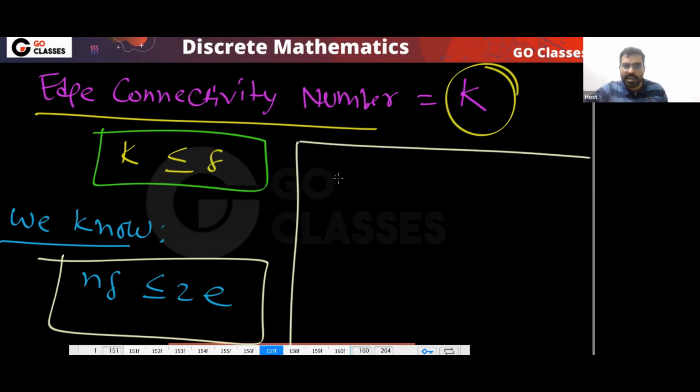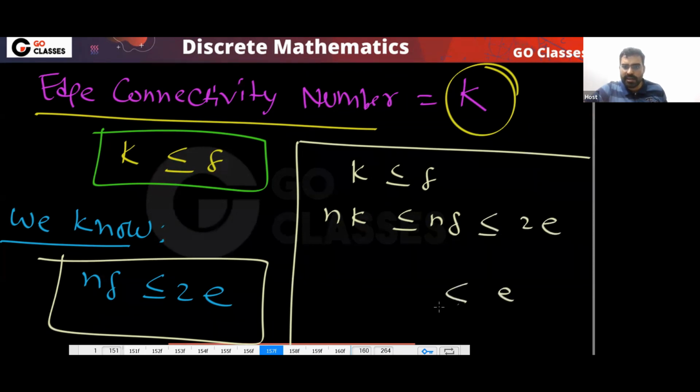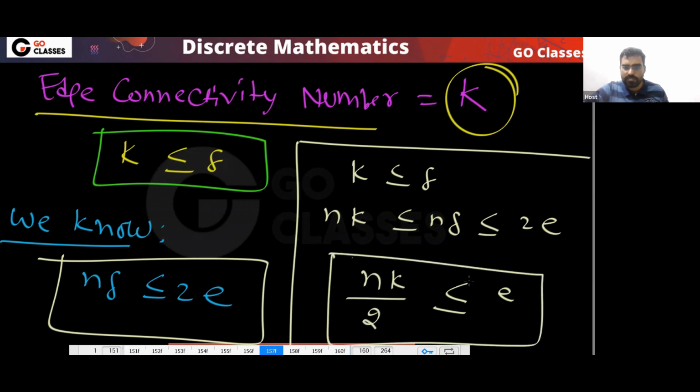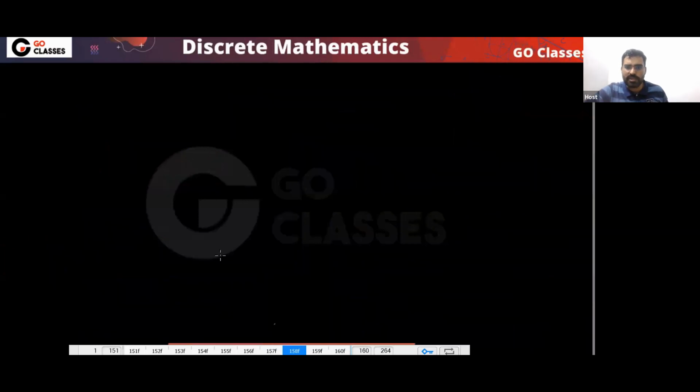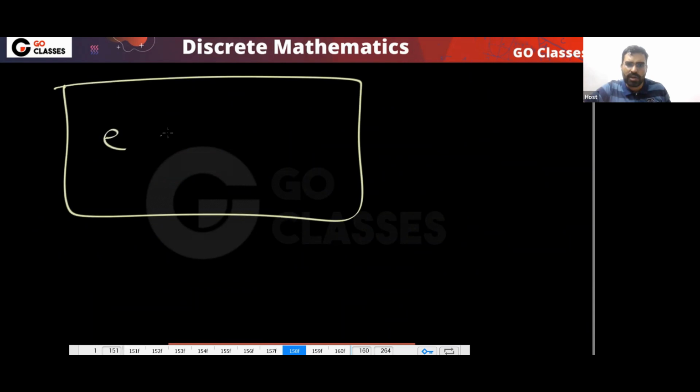So finally I can say that k is less than or equal to delta, so nk is less than or equal to n delta, and n delta is less than or equal to 2e. So I can say e is greater than or equal to nk divided by 2. Very simple. So this is your result. You don't have to remember these things, you can very easily get them. So e is greater than or equal to n lambda divided by 2.